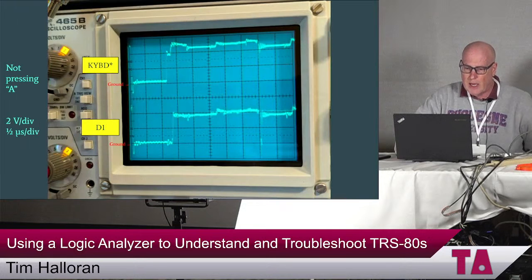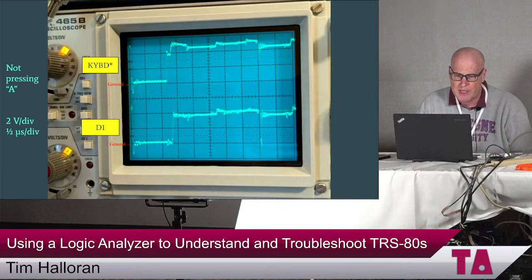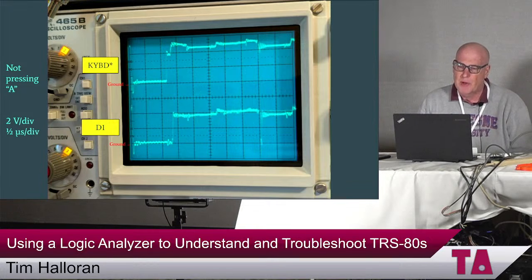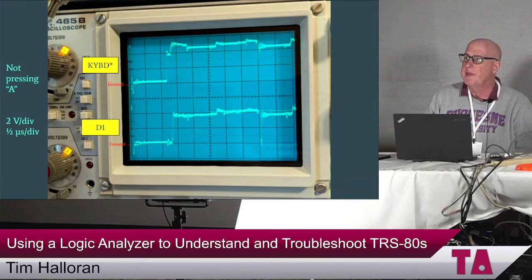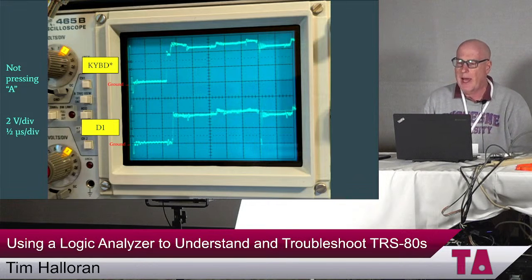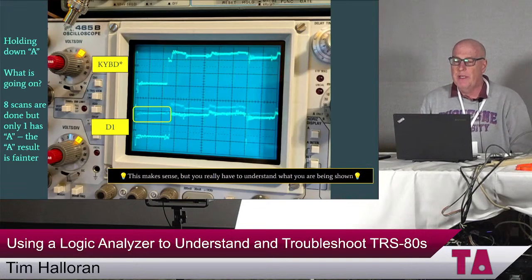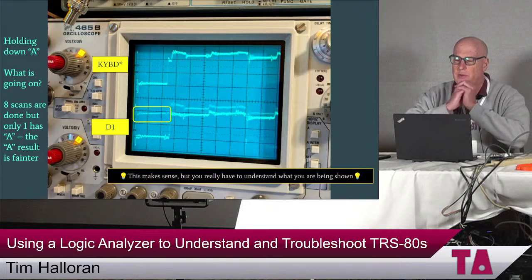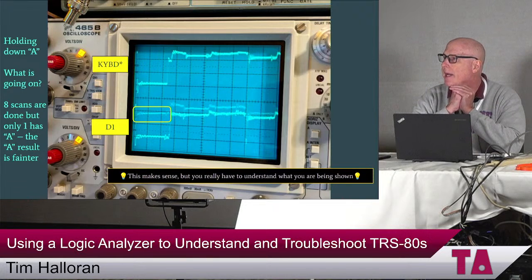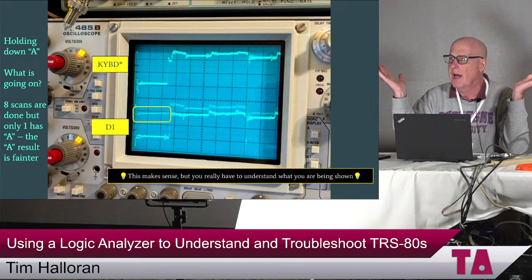All right, so this is what I see. I'm not pressing A here on the keyboard. This is what I get. I'm setting the scope at 2 volts per division here and half a millisecond per division. So you can see keyboard go low and D1 is low because we haven't pressed the A. Now, let's press the A. I'm holding down the A. And this is interesting because I do see the high line, but I'm also seeing the low line. So what the heck is going on here?